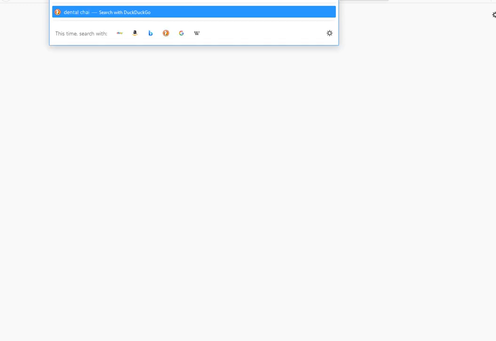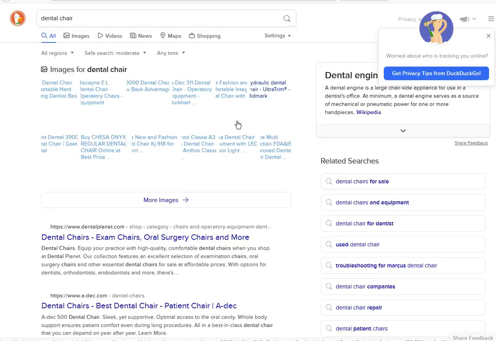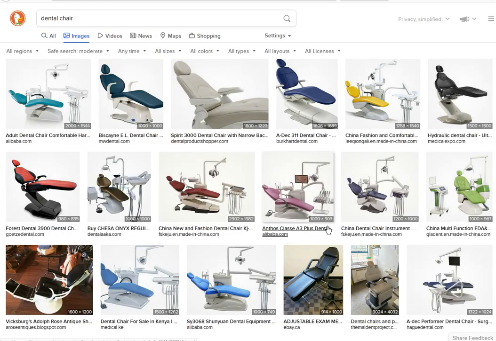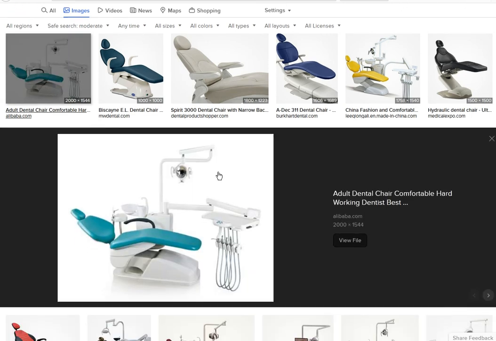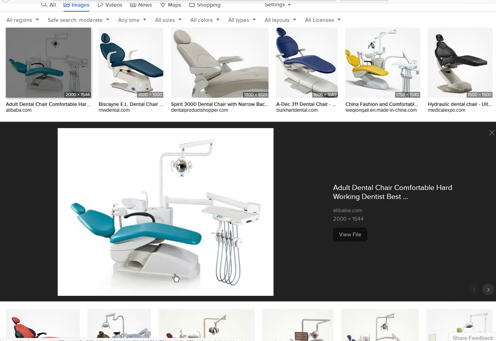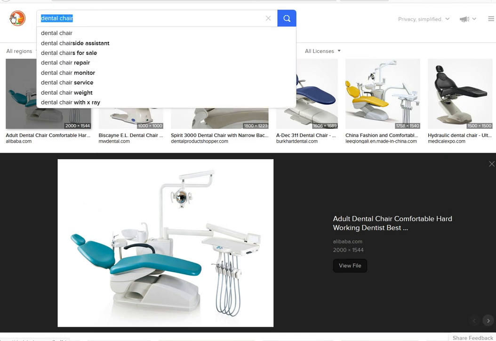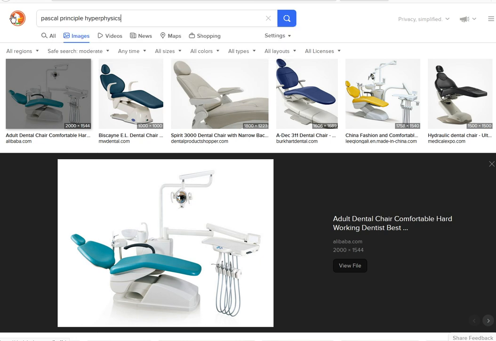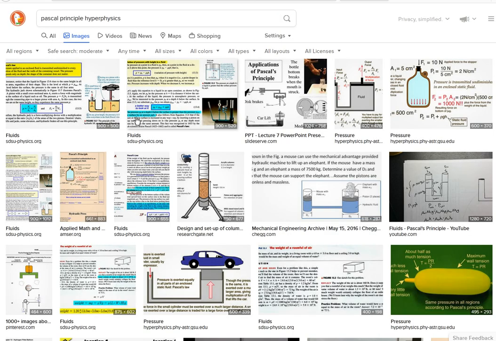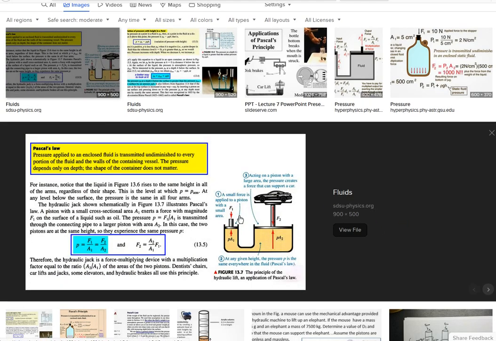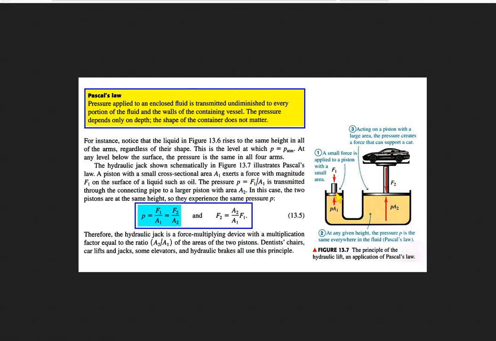We also use that in the brake system in our cars. So a dentist actually exerts a very small force upon the pedal and it lifts up a huge patient. How can that be done? Due to the Pascal principle, which we did talk about, pressure gets transmitted undiminished throughout a fluid, and that's why with your own weight you can lift up your car.